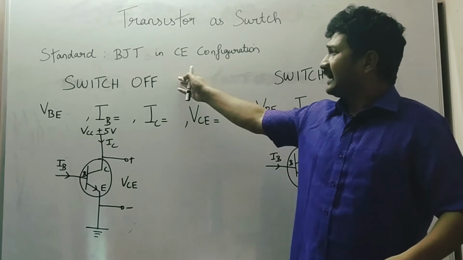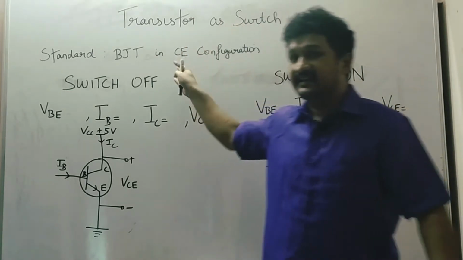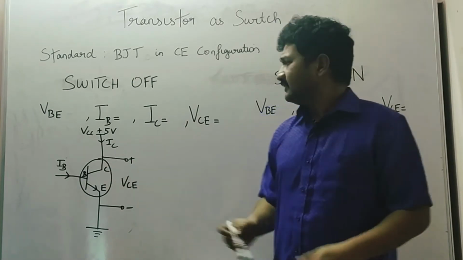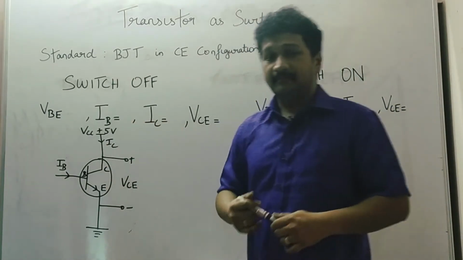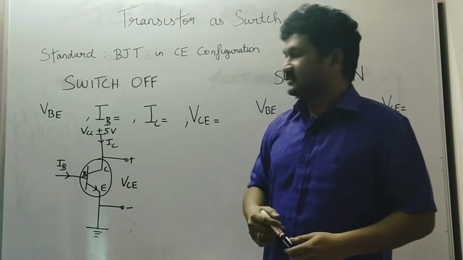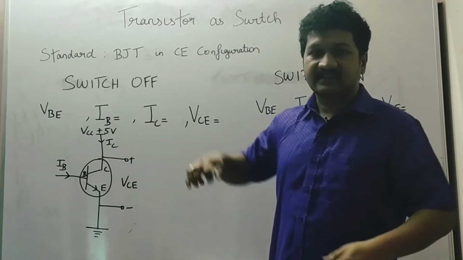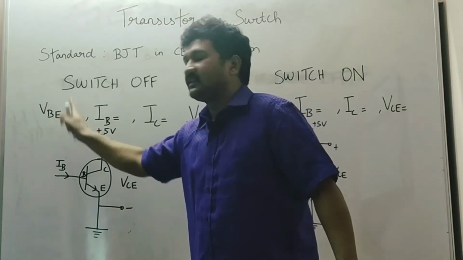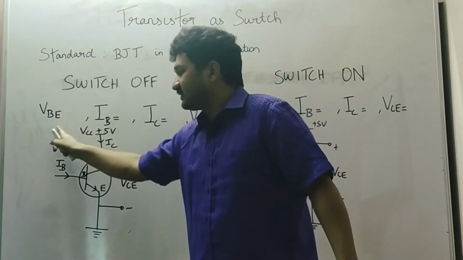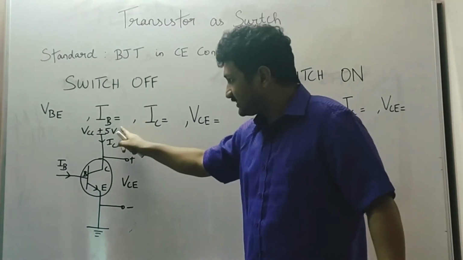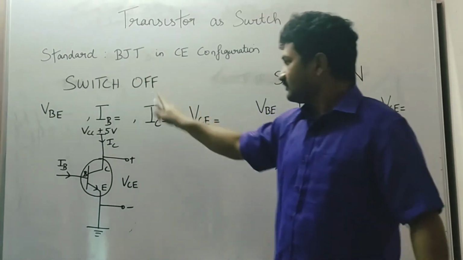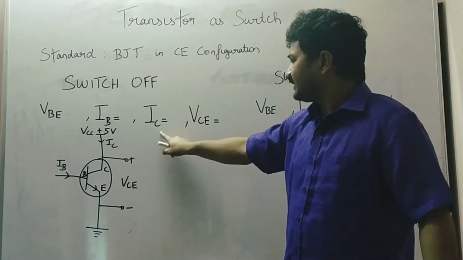So how does it act as a switch in the off condition and the on condition? If you can see here, there are four parameters which control the transistor to act as a switch in both off and on conditions. VBE is the voltage across the base emitter junction. IB is the base current when you give supply to the base emitter junction. IC is the collector current.